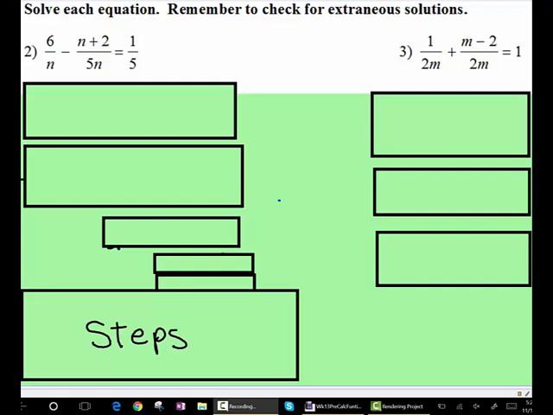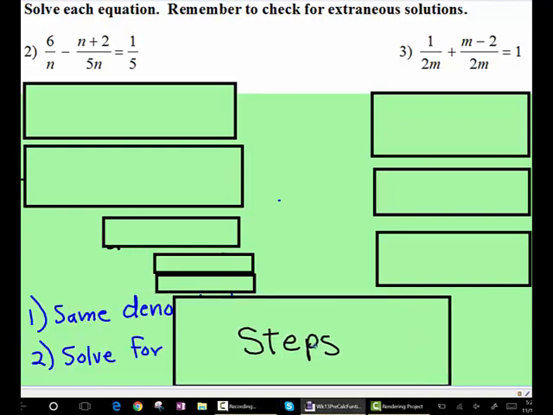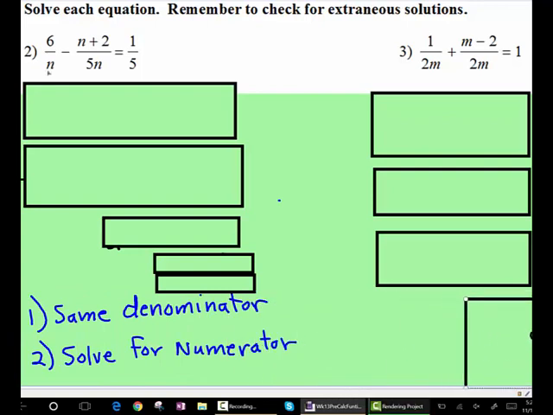Okay, when you're solving rational equations, it's not that they're too difficult, they're just kind of annoying. So here are the steps. Make sure all the denominators are the same. And then once the denominators are the same, you can kind of ignore them. But all the denominators need to be the same. Once the denominators are the same, just solve for the numerators.